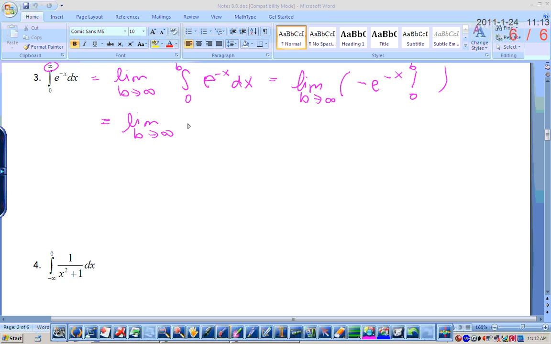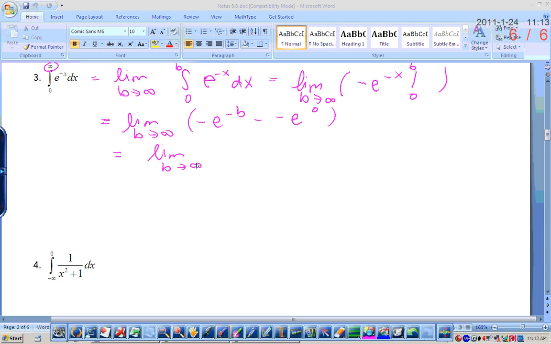Plug in your b minus plug in your 0. So negative e to the negative b, minus negative e to the 0. Which, right, is 1.